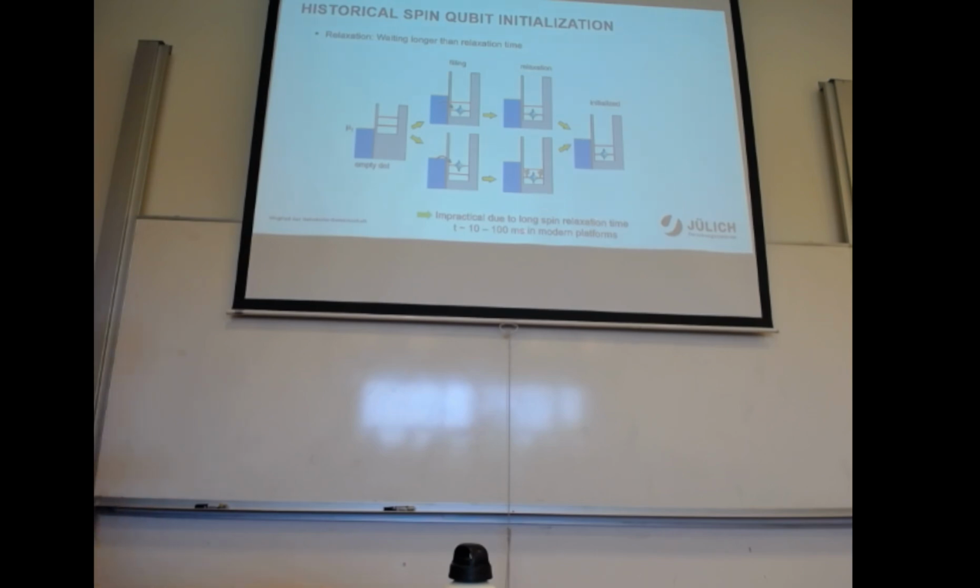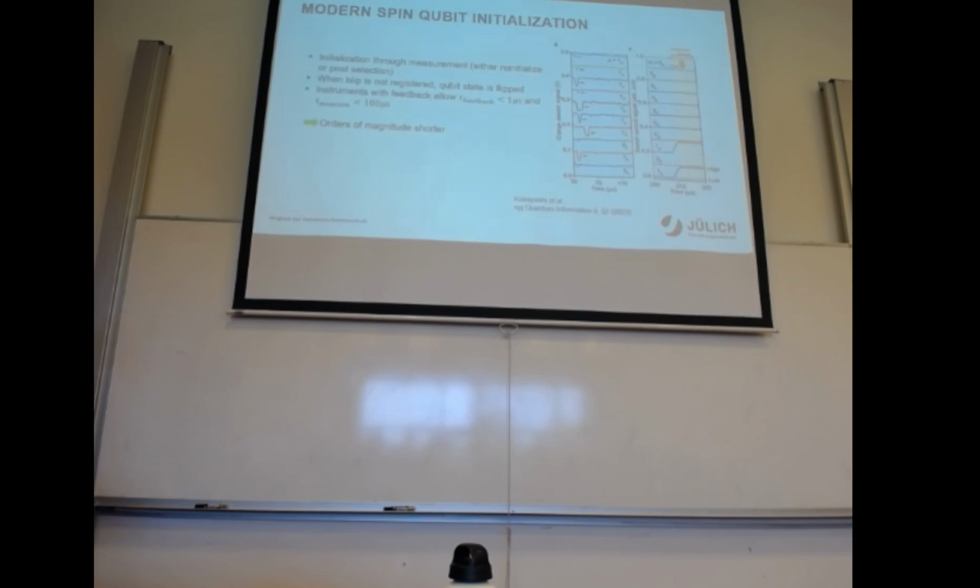But in modern platforms, this is approaching almost the second level, like 100 milliseconds. That is becoming very impractical if you need to wait that long every time. So by now, we have developed a whole machinery to deal with that more efficiently. You initialize through measurement, and then either you reinitialize or you do post-selection. You just post-select the ones that you want. We now have FPGAs, etc., that allow you to apply very fast feedback to your spin qubit.